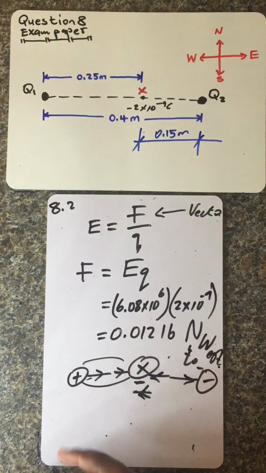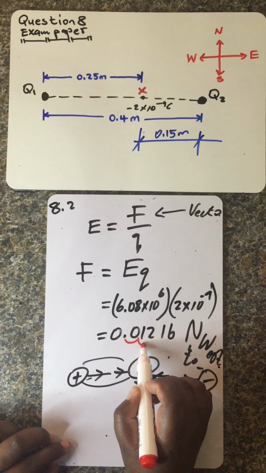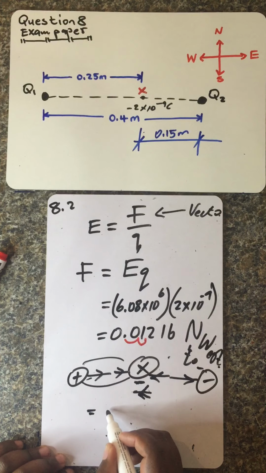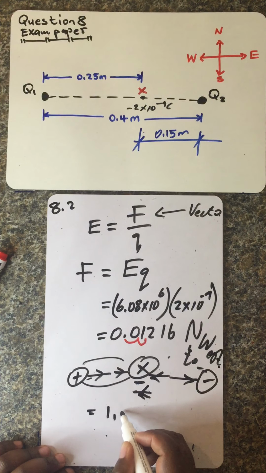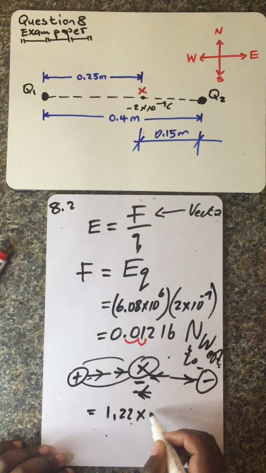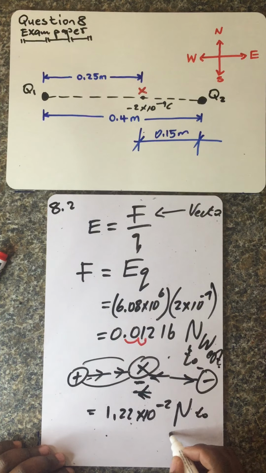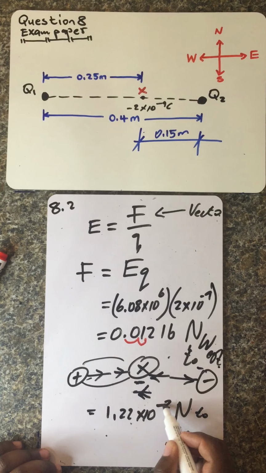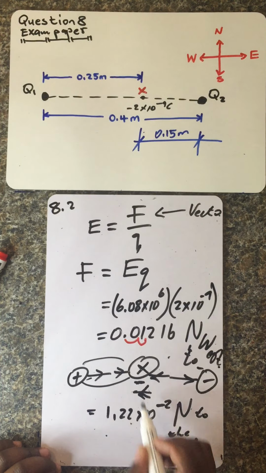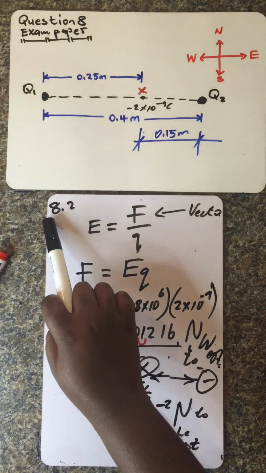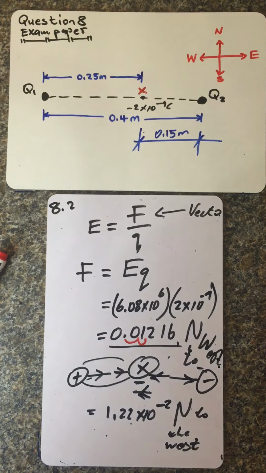Now let me show you how I write that in scientific notation. It's 1, 2. I think I can just stop there. Let me round it off to 1.2, then 2 times 10 to the exponent negative 2 Newton to the west. You write it nicely. Ladies and gentlemen, the negative is there because it's a decimal, so when you punch this in, it should take you back to that. So the answer to question 8.2 is 1.22 times 10 to the exponent negative 2 Newton to the west. Very, very important, ladies and gentlemen.